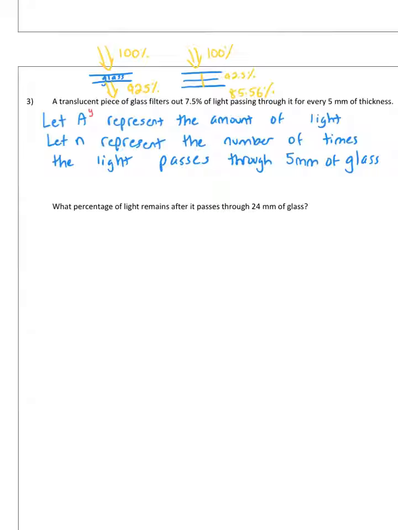So now we need to identify our initial value, which is not given to us, but we're going to use 100% because that's the starting amount. We always start at 100% of something. Then our K value, we're going to get from using that 7.5. So K is equal to 1 take away 0.075, which is 0.925.